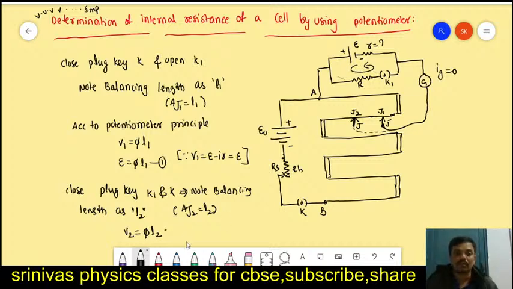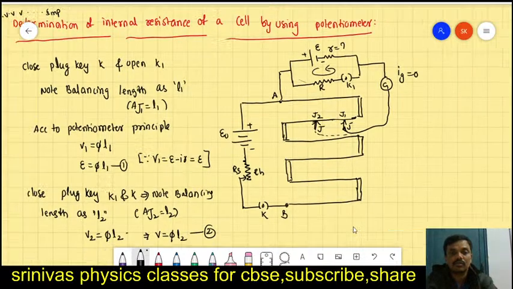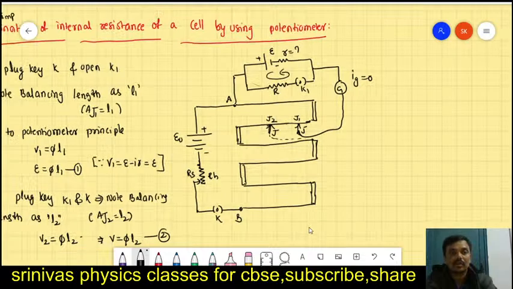That's why V2 is never equal to E. So we take V equal to phi L2. This is equation 2. Here V should not equal E. Remember that. Then we have to simplify this. Okay, within 2 minutes I am going to complete.